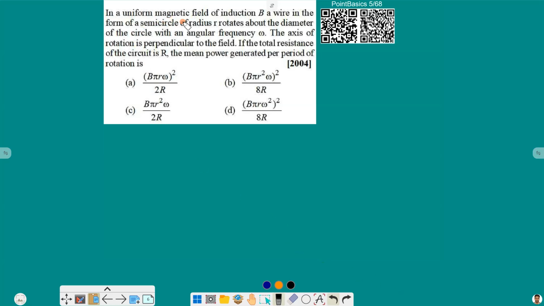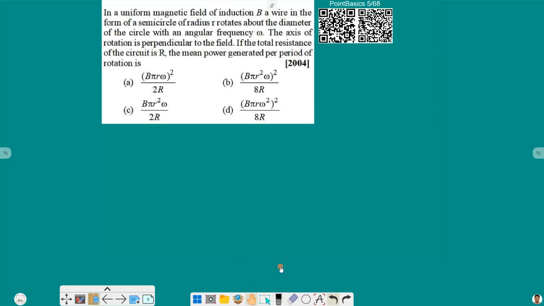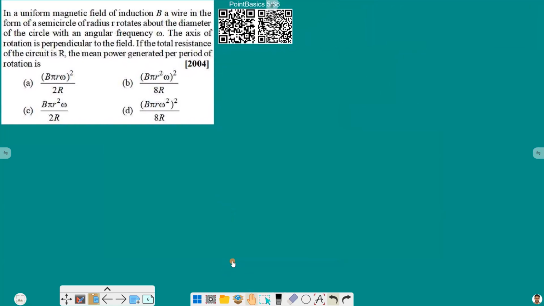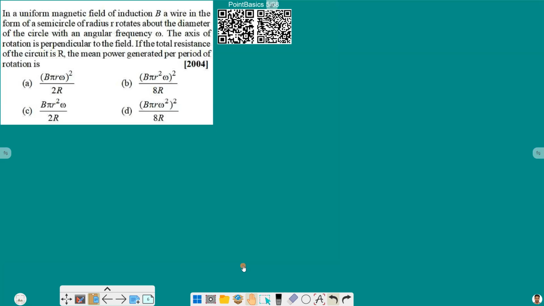So here, in a uniform magnetic field of induction B, a wire in the form of a semicircle of radius r rotates about the diameter of the circle with angular frequency omega. The axis of rotation is perpendicular to the field. If the total resistance of the circuit is R, find the mean power generated per period of rotation. So we have to find out mean power, and for mean power what we need is potential and resistance, or current and resistance, and for current we need induced EMF. So basically first we will calculate the induced EMF and then we will move further.